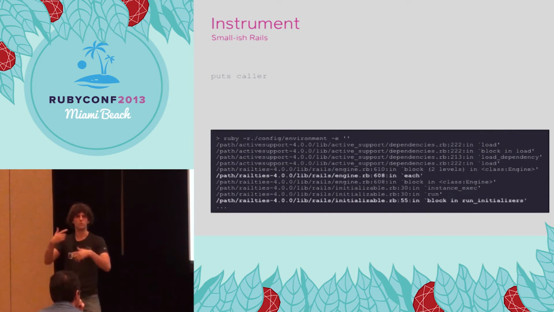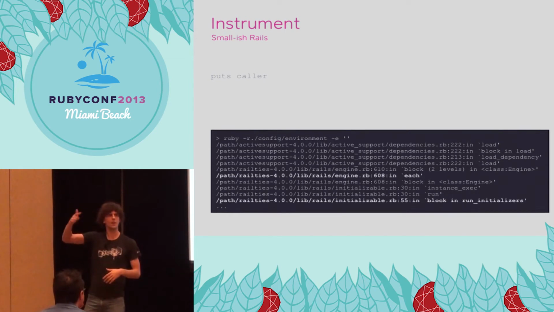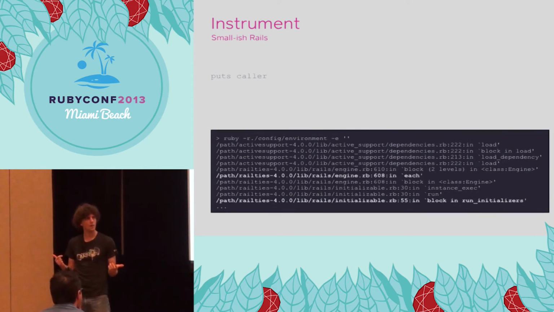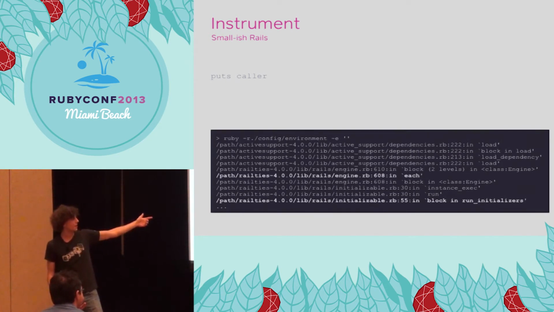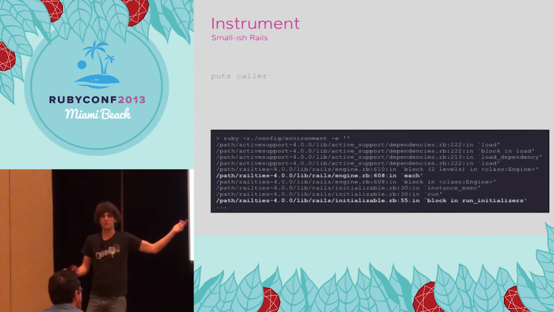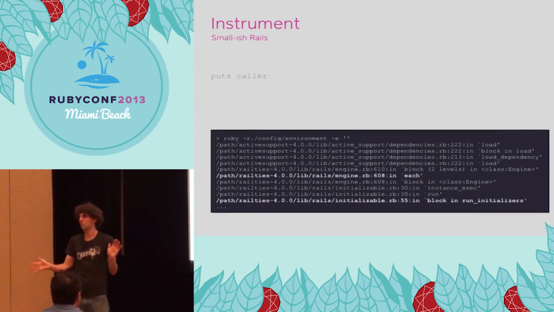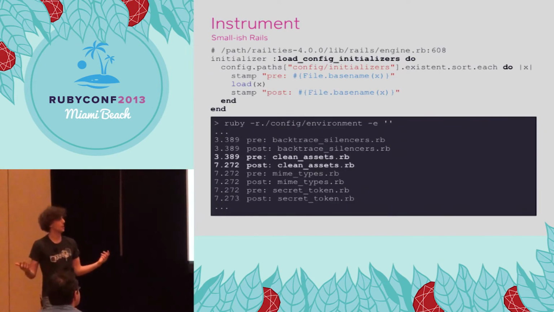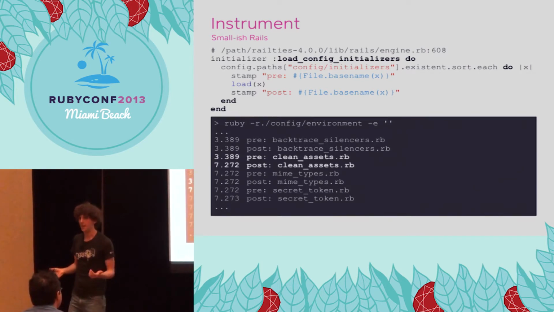Initializers. Rails takes every file in a directory and runs each one of them on boot. And this was taking a little while. So I thought, well, I could go into every initializer I have and stamp, stamp, stamp, but I could just do puts caller, find the for loop that's running over the code. Yes, it's in Rails internals, but I can probably recognize a for loop when I see it. And then I can just put some extra stuff in there.